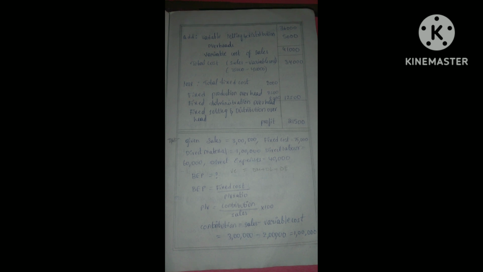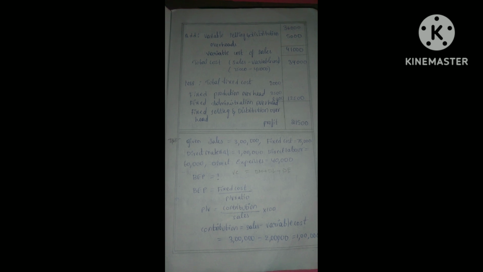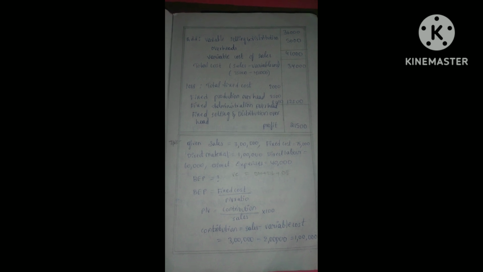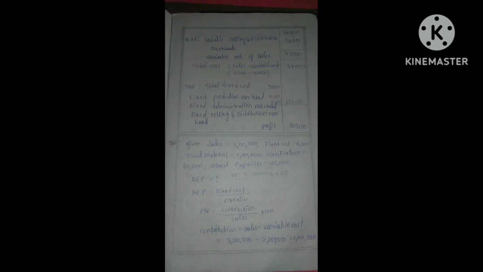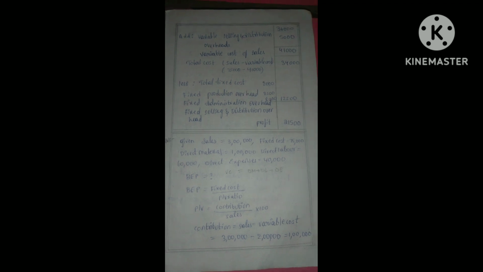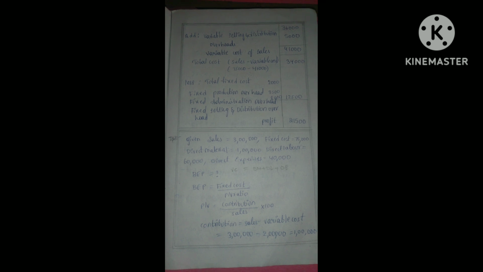So guys, now see the problem. Given sales is equal to 3 lakhs, fixed cost is 75,000, direct material is 1 lakh, direct labor is 60,000, direct expenses is 40,000. So now we have to find out BEP. So BEP is equal to fixed cost by PV ratio. We don't know P by V ratio, so calculate P by V ratio. P by V ratio is equal to contribution by sales into 100. Even though we don't know contribution, first let's find out contribution.